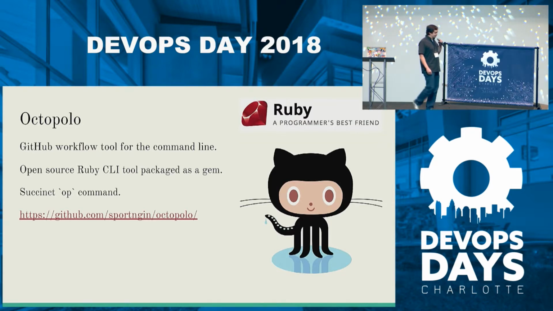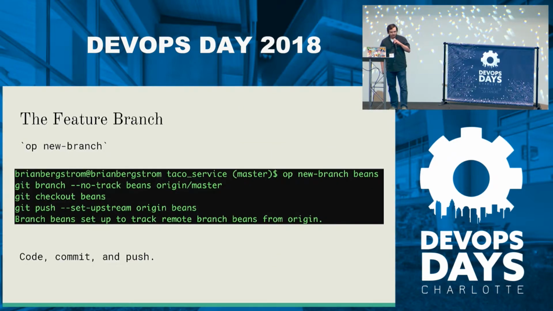A big part in that is a tool we developed called Octopolo. It's a simple command line Ruby CLI tool packaged up as a gem. Provides us the OP command. Our engineering team spends a lot of time in terminals. We wanted to stay in the terminal as much as possible. I'll go through a quick example here.